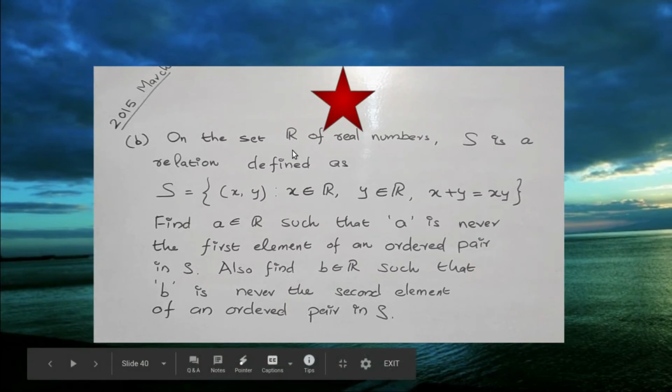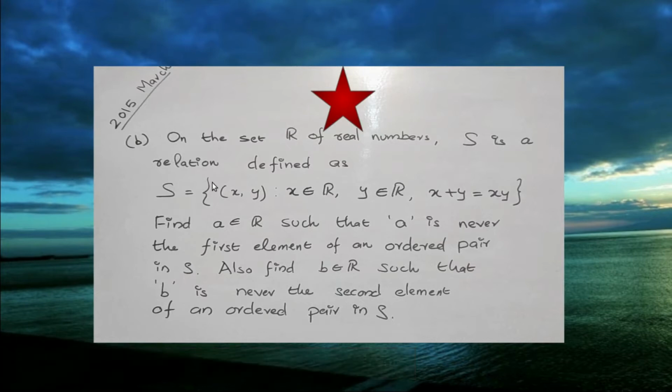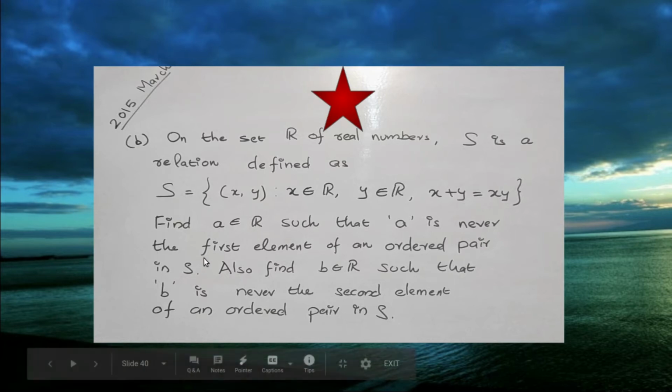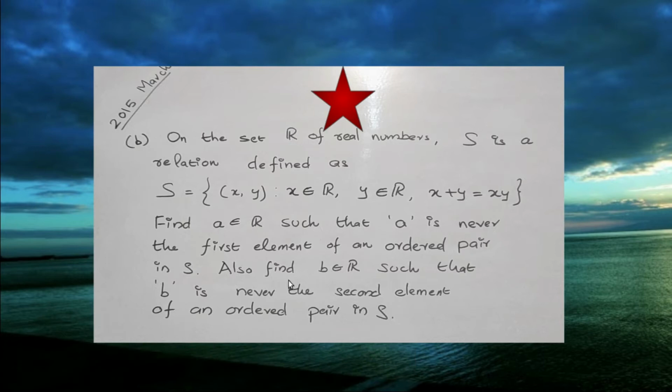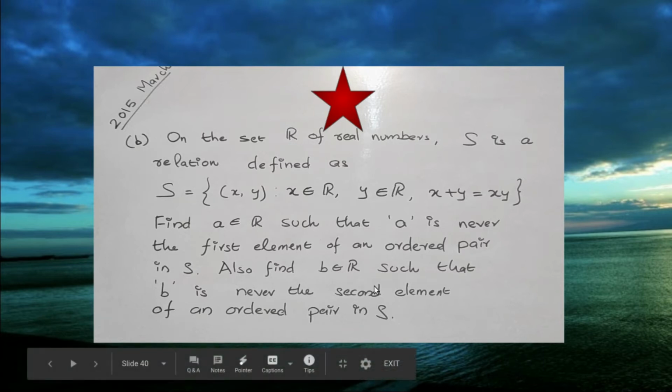2015 B. On the set R of real numbers, S is a relation defined as S equal to the set of all ordered pairs (x, y) such that x belongs to R, y belongs to R. The condition is x plus y equal to xy. Ordered pair (x, y) belongs to S if x plus y equals xy. Find A belongs to R such that A is never the first element of an ordered pair in S. Also find B belongs to R such that B is never the second element of an ordered pair in S.